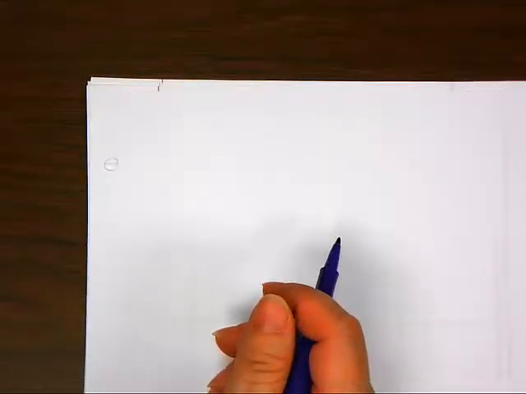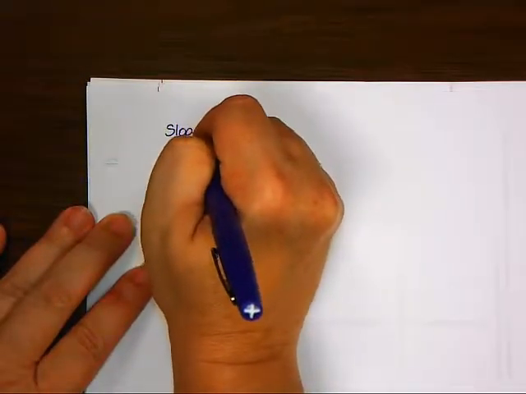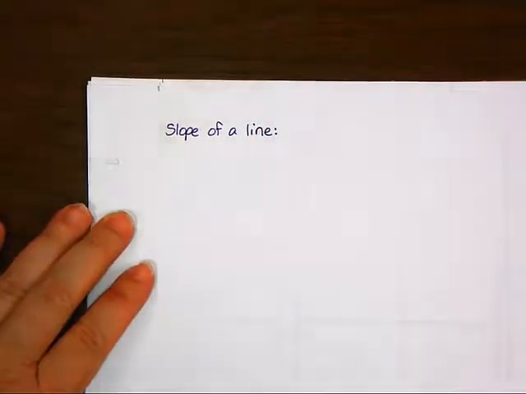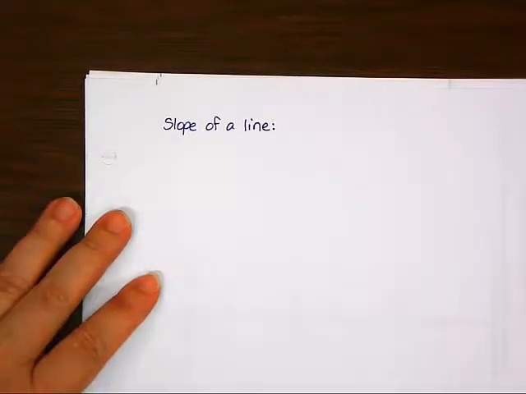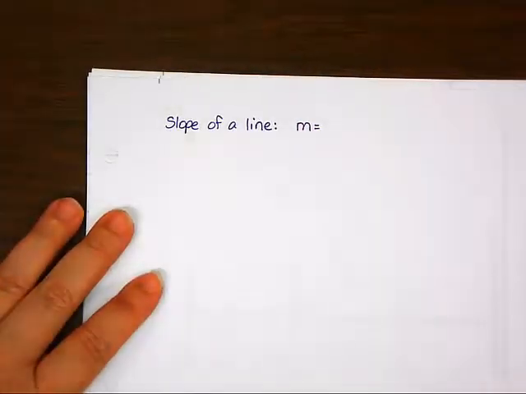I want to review a couple things with you. First one. You can write this on the back of the worksheet you have in front of you, or you can write it in your spiral. It's up to you. First of all, what is the formula for finding the slope of a line?